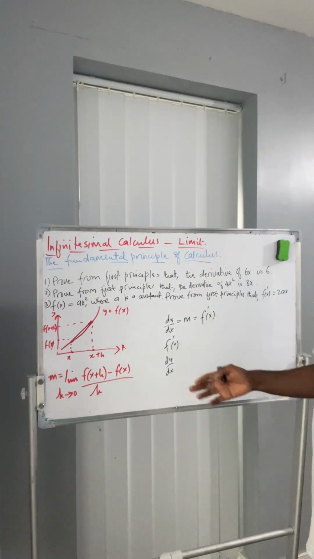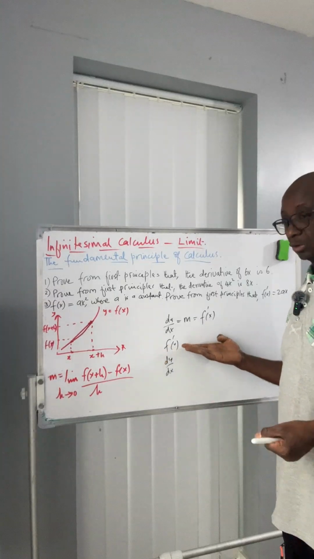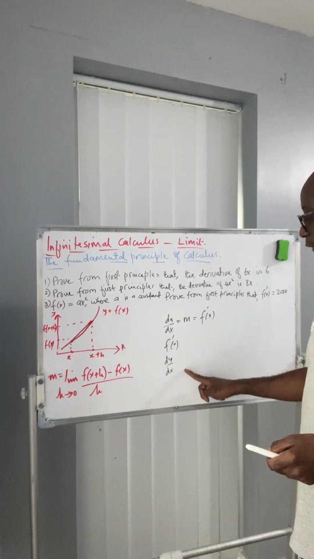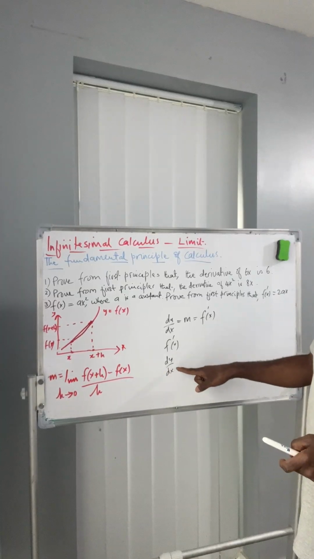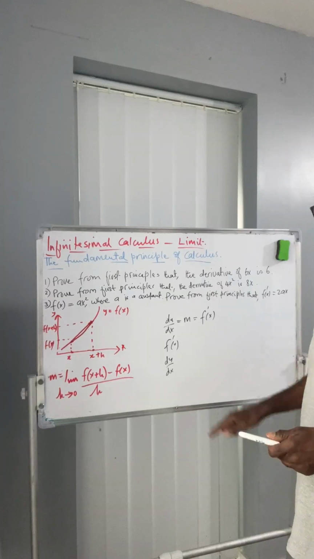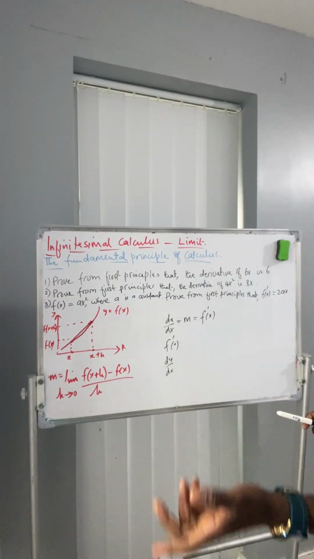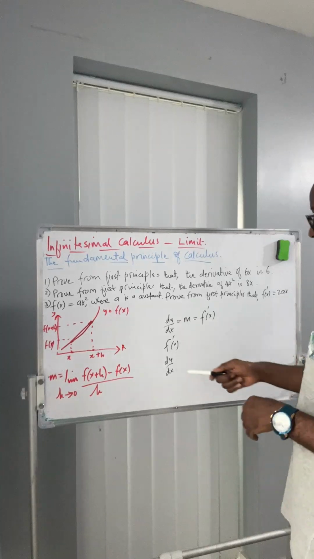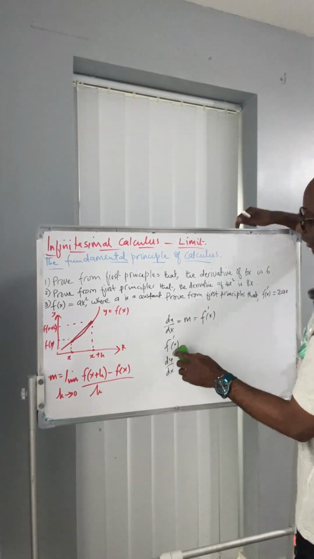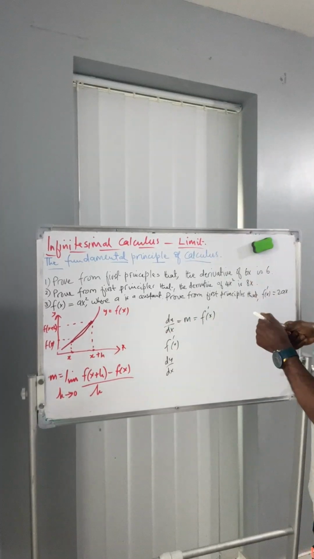It depends on the situation. Sometimes it's better to use this when solving a problem. Sometimes, depending on the nature of the problem, it's better to use this notation. This is not dy over dx as a fraction. It's a notation, dy dx. If you see dy over dx, it's not like a fraction, 5 over 7. It's just a notation representing something. It's not a fraction.